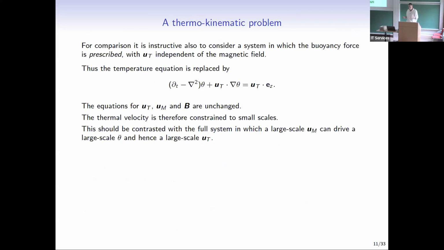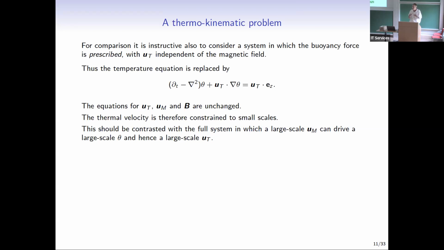You can also, which is a useful comparison, come up with another problem. I just said that you've got the thermal velocity and the magnetic velocity equations. They are coupled. You could come up with a problem where they're not really coupled. So you could have what we call a thermokinematic problem, where the temperature really is driven by the thermal velocity. This is as if you had a forcing. You could imagine driving a dynamo with a forcing that was completely independent of the field.